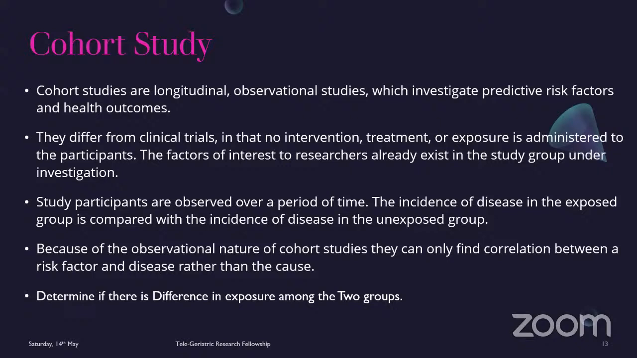Study participants are observed over a period of time. The incidence of the disease in the exposed group is compared with the incidence of disease in the unexposed group. Because of the observational nature of the cohort studies, they can only find correlation between a risk factor and disease rather than the cause. Determine if there is a difference in exposure among the two groups. That's what we are trying to find out.